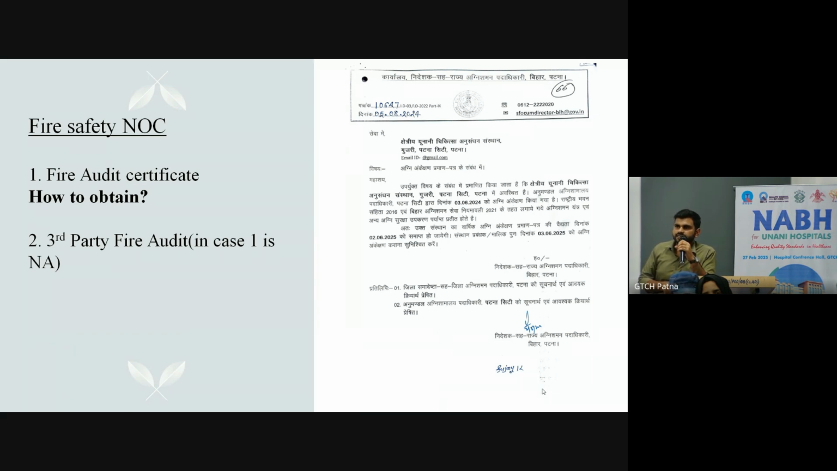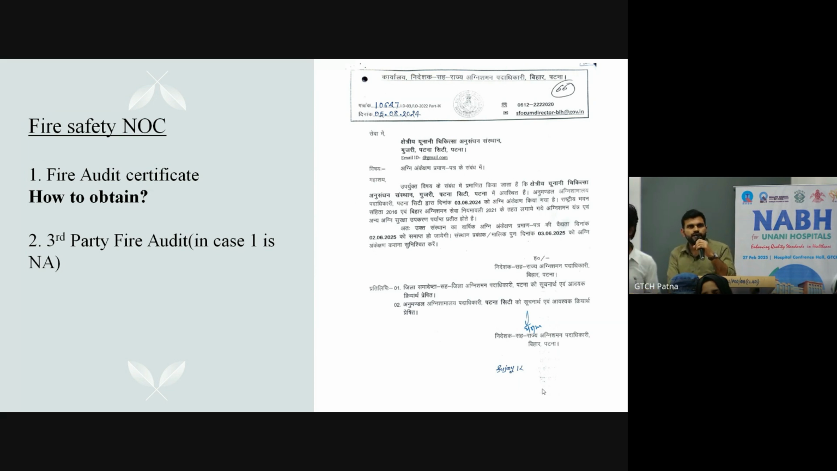As NABH stands for the safety of patient and the quality of care we are giving, this fire safety NOC is very important, as all the safety parameters of our institute depend solely on it. It is given by the fire office of the concerned state or district authority. This law varies from state to state. In many states, the fire NOC is given, and in many states, fire NOC is not given.